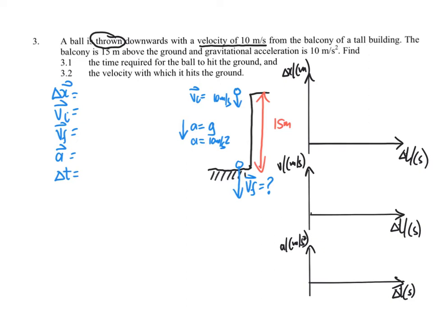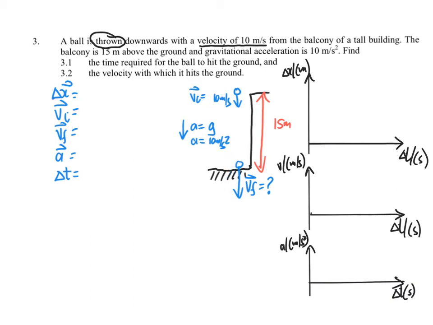So we have a situation where the ball is thrown downwards. Now we're going to assume that where the ball starts at 0 meters, that it is 15 meters from the ground, because no other distances are given, so we make that assumption. They ask us to find the time required for the ball to hit the ground. So they want to know what is delta t.